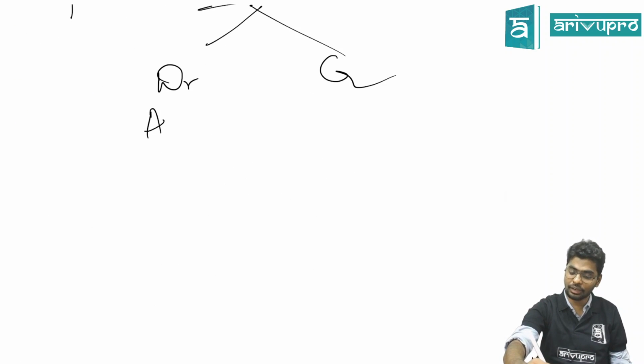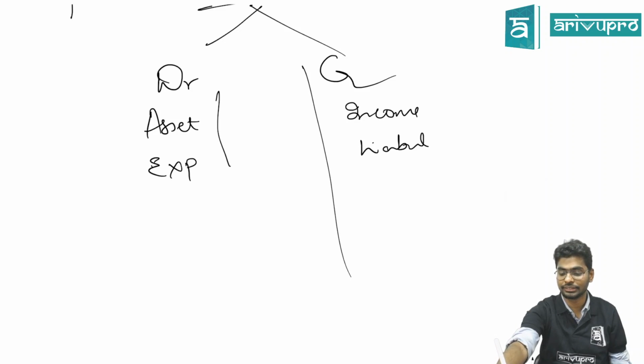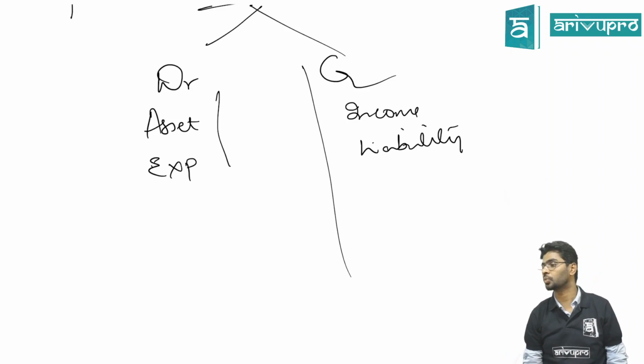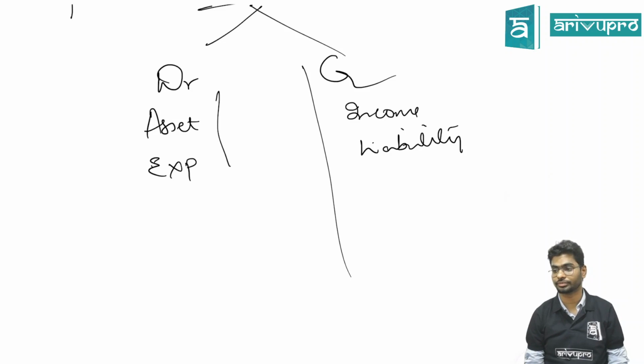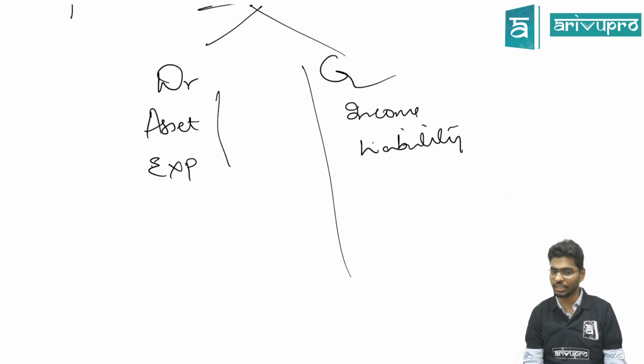So either an item will be an asset or an expense. On the other side, it will be what? An income or a liability. This is what my adjustments are about. Done? So we'll keep this right now. We'll just run through a few theory points about final accounts, and then we'll come back to your trial balance and see the questions. Are you clear?